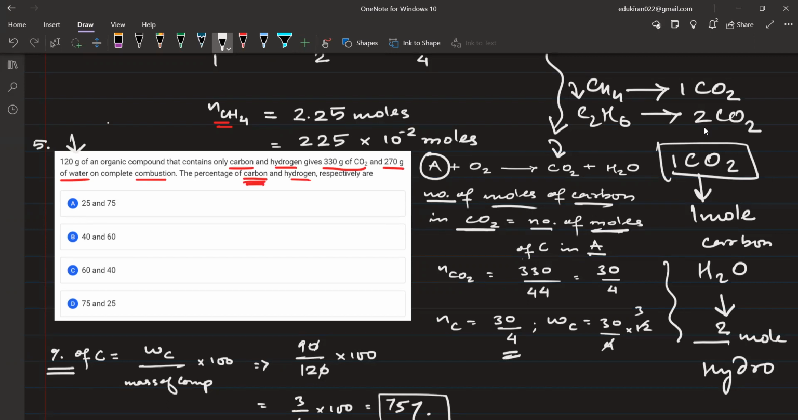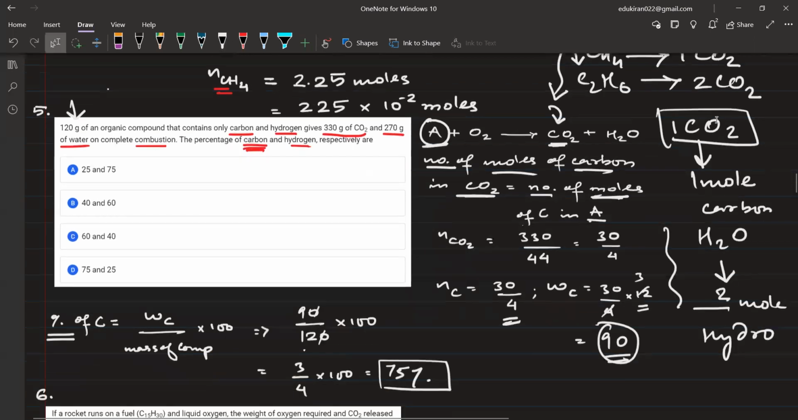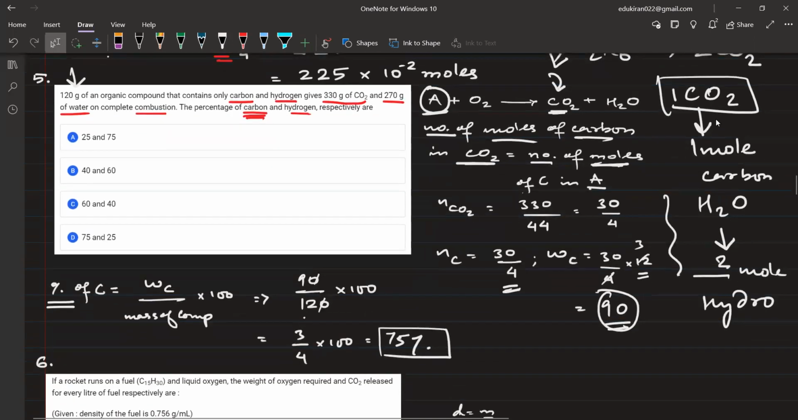Now I have got the number of moles of carbon. I will calculate the mass of carbon. Mass of carbon will be equal to how much? 30 upon 4 into the molar mass, that is 12, and 30 into 3 will be equal to 90. So this is the mass of carbon atom. यहाँ पे जो mass है product में, the same mass will be present in what? The organic compound. So percentage of carbon atom will be equal to the mass of carbon divided by mass of compound. Mass of carbon मिला था हमको 90 ग्राम. Mass of compound is 120 ग्राम. So 90 upon 120 into 100, that is 3 by 4 into 100, that is equal to 75%. All of you understood this? Yes or no? Please tell me.